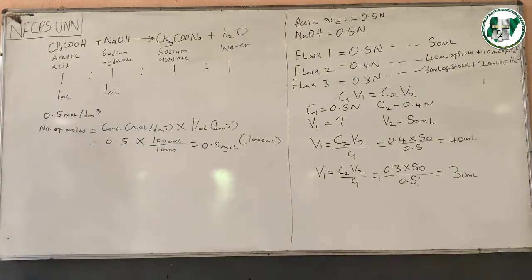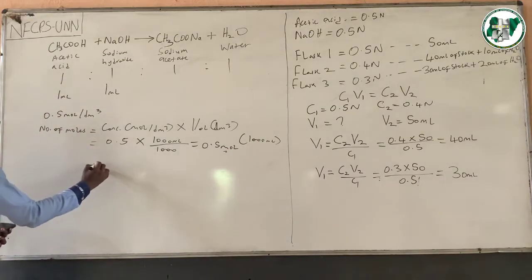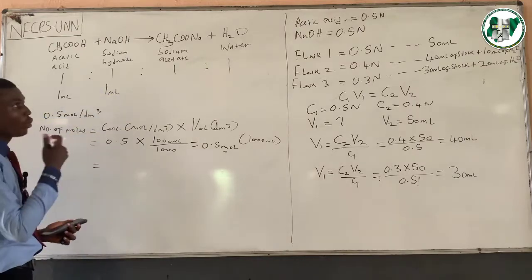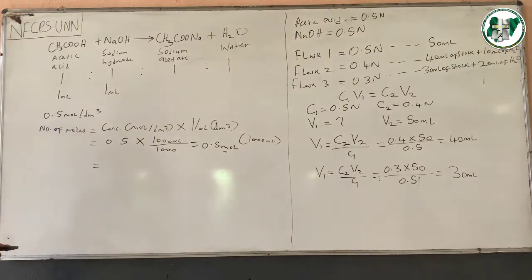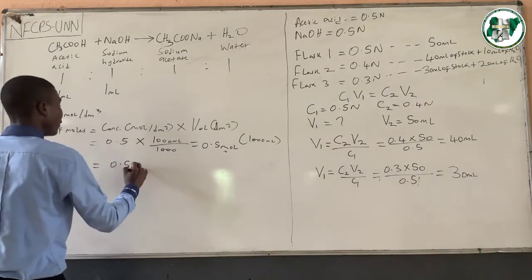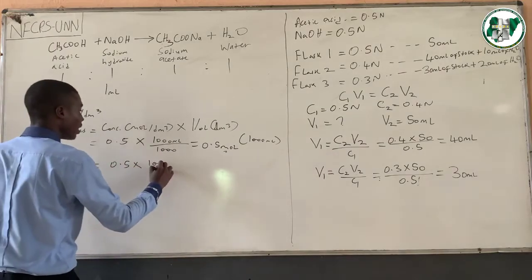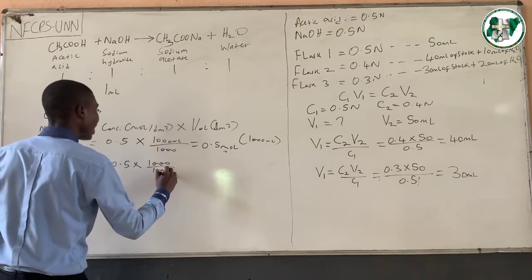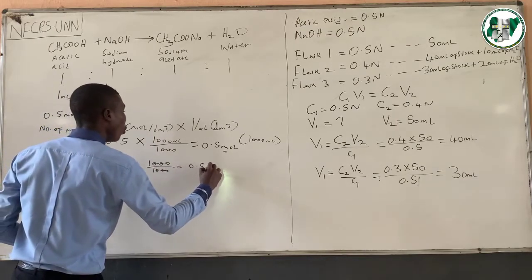Let us calculate for the sodium hydroxide. Sodium hydroxide has 0.5 normal. 0.5 normal sodium hydroxide is the same as 0.5 molar sodium hydroxide. So 0.5 times, we are still using 1000, 1000 over 1000 is going to give us 0.5 mole of sodium hydroxide.